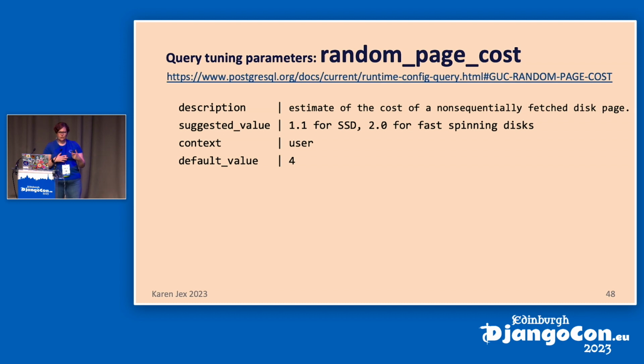Random page cost is slightly less important than the other ones, but it can be significant. So it's giving the planner an estimate of how expensive it is to fetch a disk page. And it was based really on old-fashioned spinning disks. So the default value is 4.